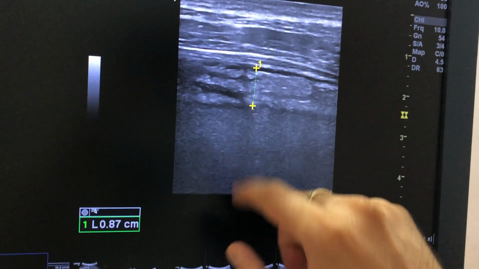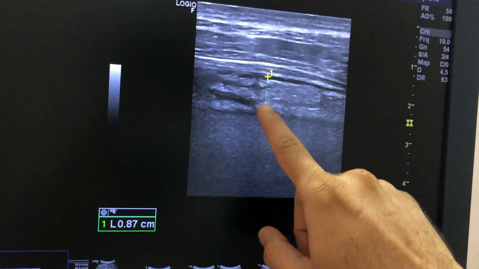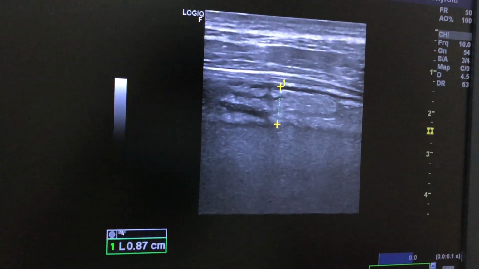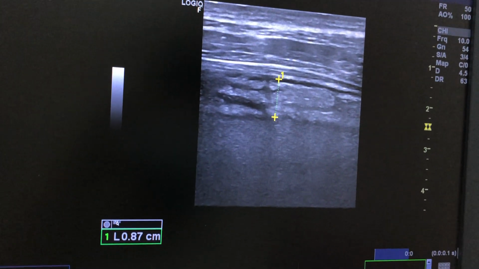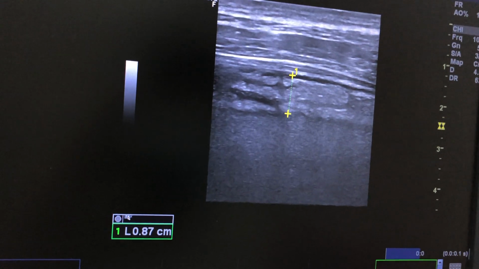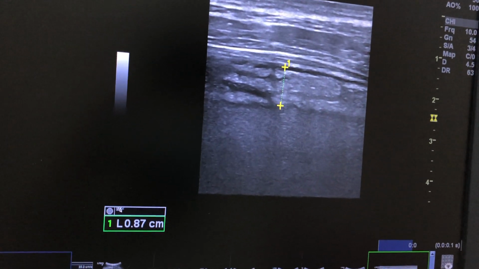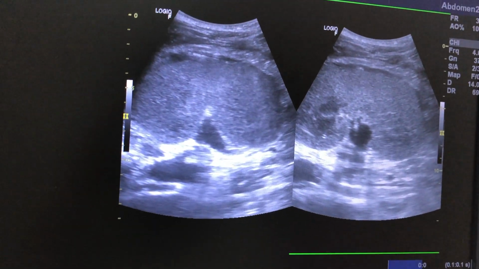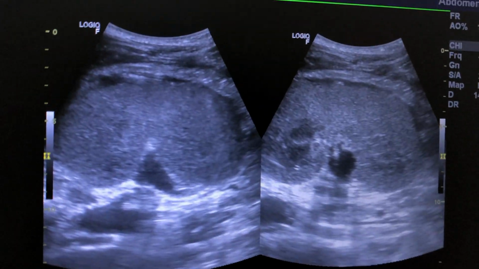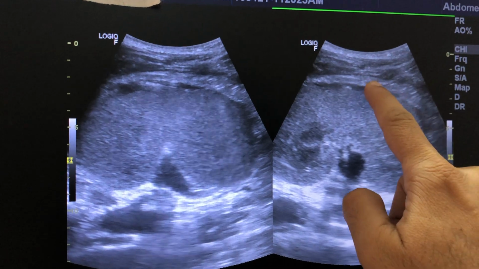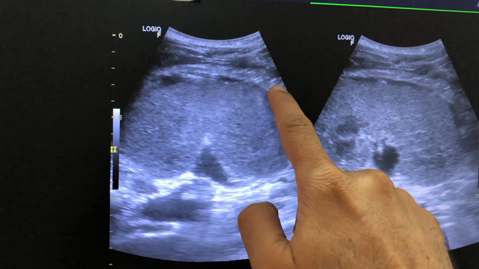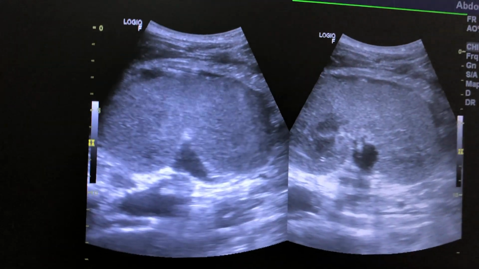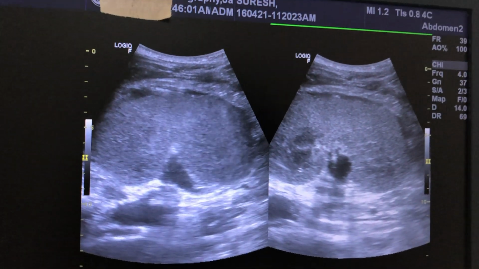Mild free fluid was seen in the perirenal space, and this is the fascia of Gerota, the fat which is covering the kidney to give some protection from external, mechanical shock. And this band here is the fascia of Gerota. Whenever it is inflamed, it becomes band-like hyperechoic.